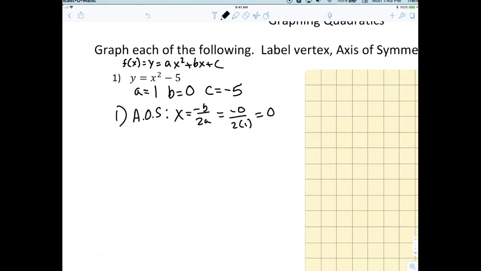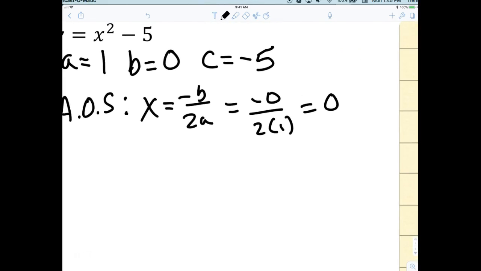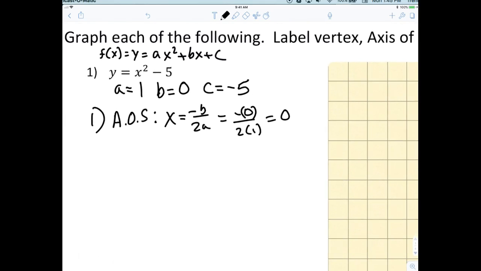What is b? So you're having trouble with negative 0. I thought b was either positive or negative. You're plugging in 0 for b is all you're doing into the formula. All right, 0 divided by anything is what? 0. Not sure what you're having trouble with now. All right, so we say that x equals 0 is the axis of symmetry.